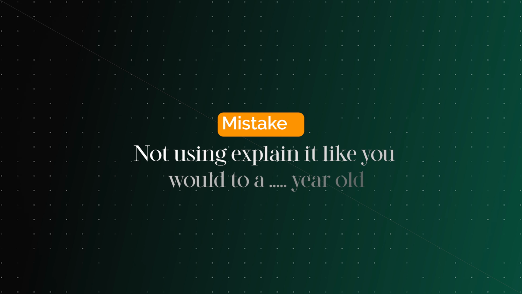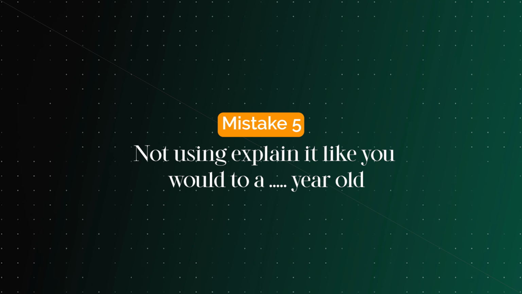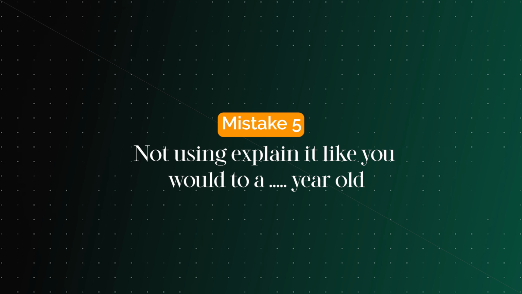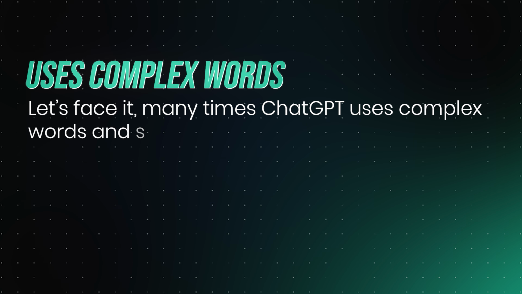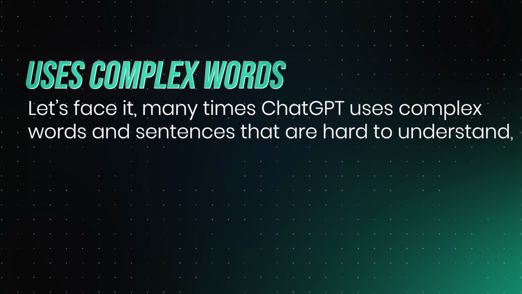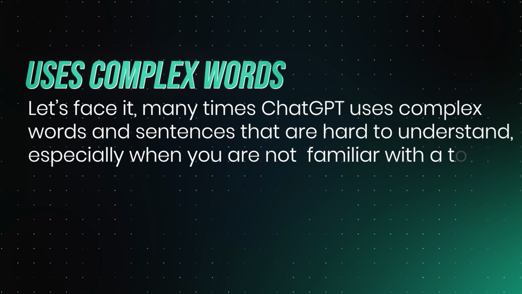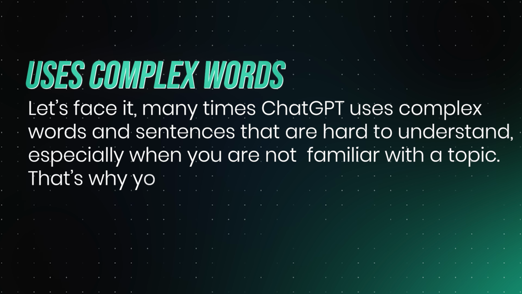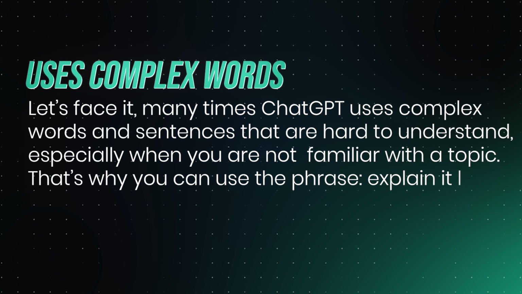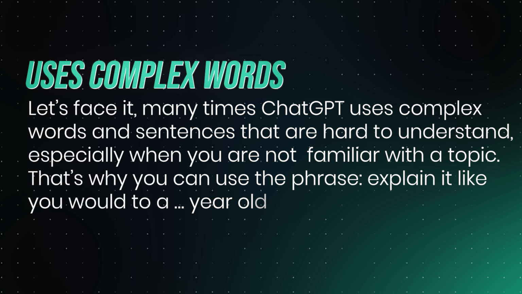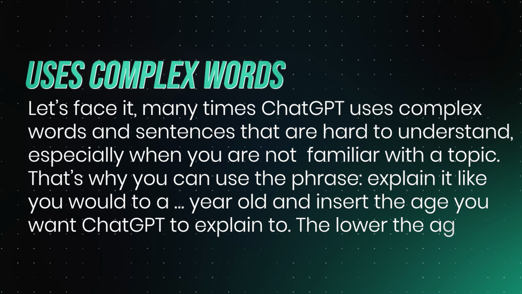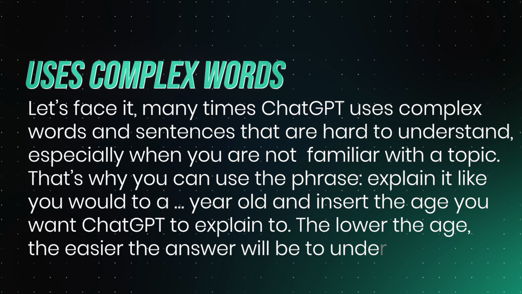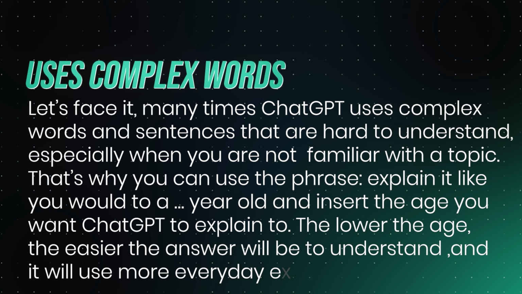The next mistake a lot of people make when using ChatGPT is not using "explain it like you would to a blank-year-old." Let's face it, many times ChatGPT uses complex words and sentences that are hard to understand, especially when you are not familiar with a topic. That's why you can use the phrase, "explain it like you would to a blank-year-old," and insert the age you want ChatGPT to explain to. The lower the age, the easier the answer will be to understand, and it will use more everyday examples.